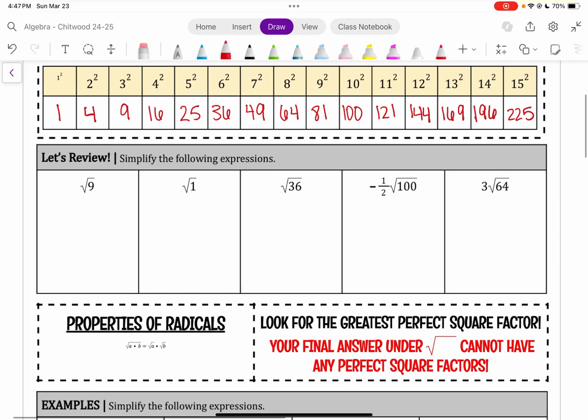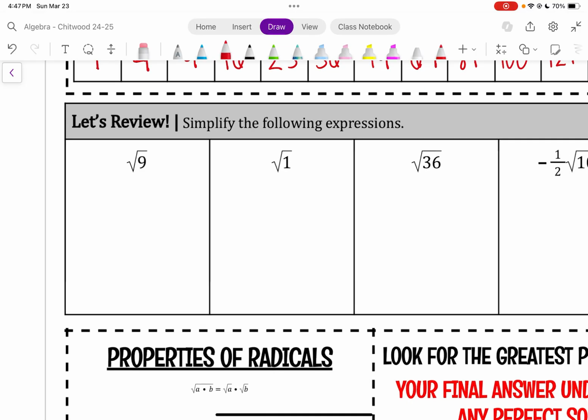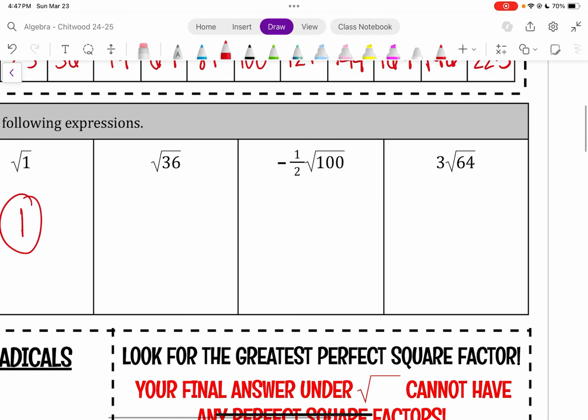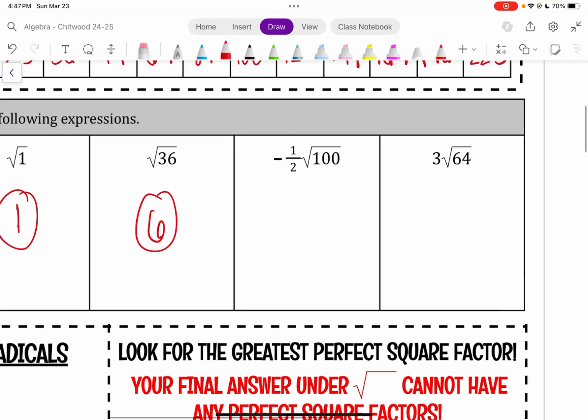So the rest of this is also going to be a review. This is just a reminder of simplifying square roots. So square root of 9, that equals 3. So my answer is just 3. Square root of 1 equals 1. So that's my answer. Square root of 36 is 6.